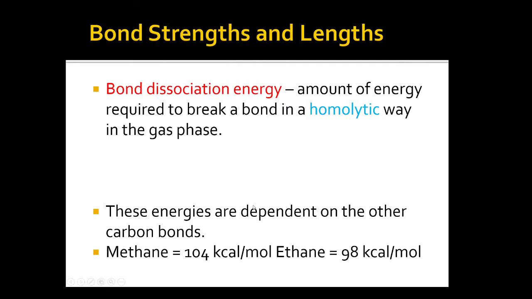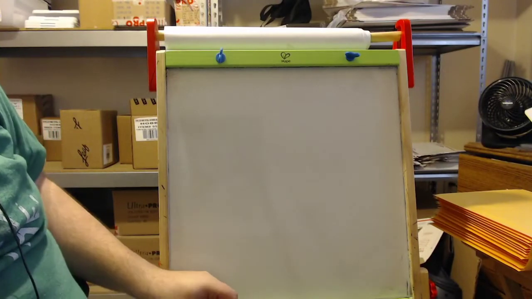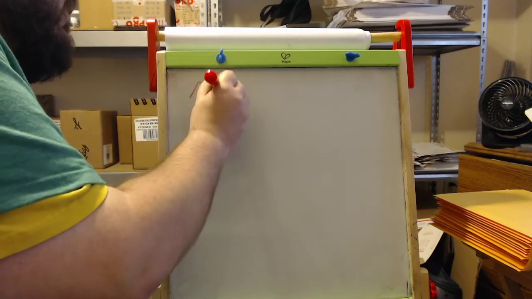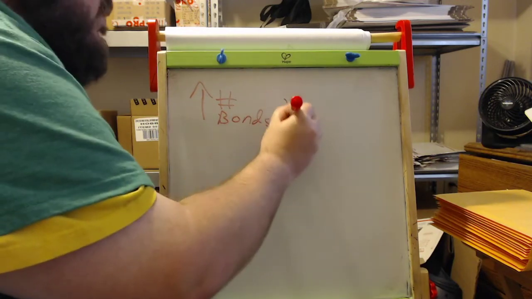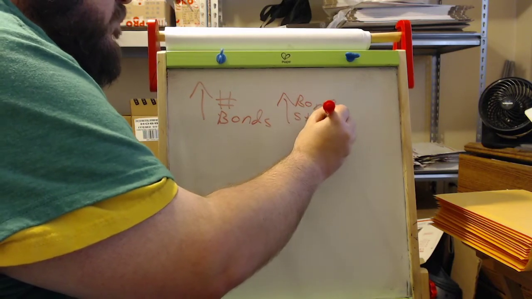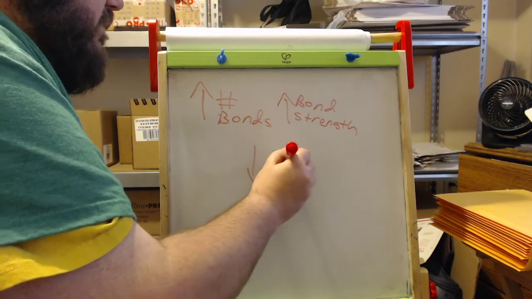All right. So let's talk about bond strength and bond lengths. The number of bonds we make: if we increase the number of bonds, we increase bond strength, and we decrease bond length.